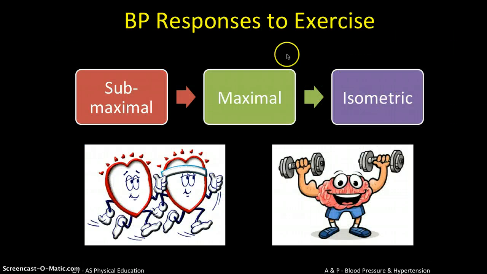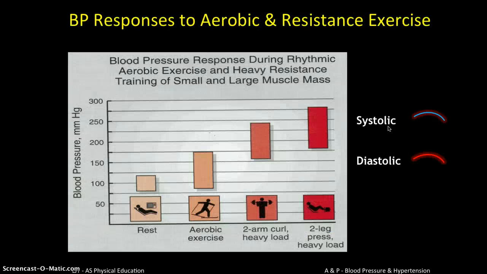So what happens to blood pressure when we exercise? Now we need to know what happens during aerobic or endurance submaximal exercise, what happens during maximal exercise, and also what happens during isometric contractions, where you sustain constant static contractions with your muscles. And this diagram pretty much shows that.